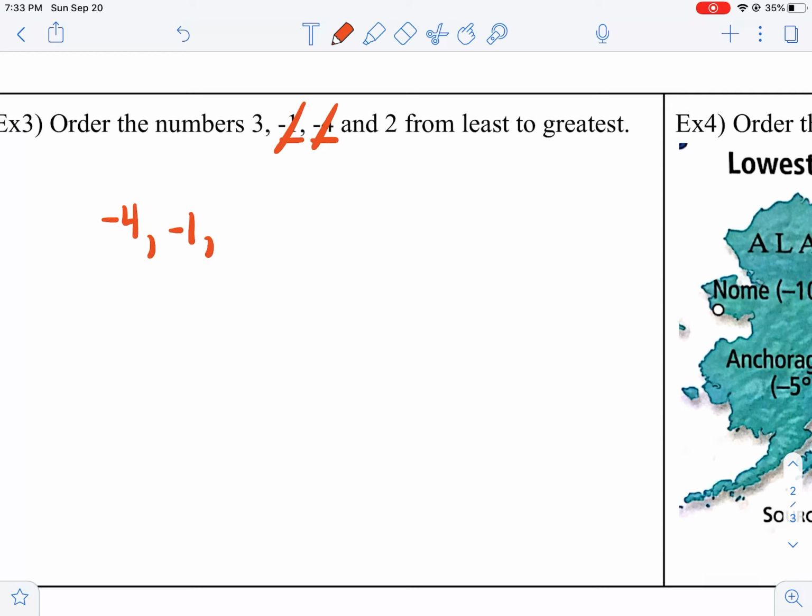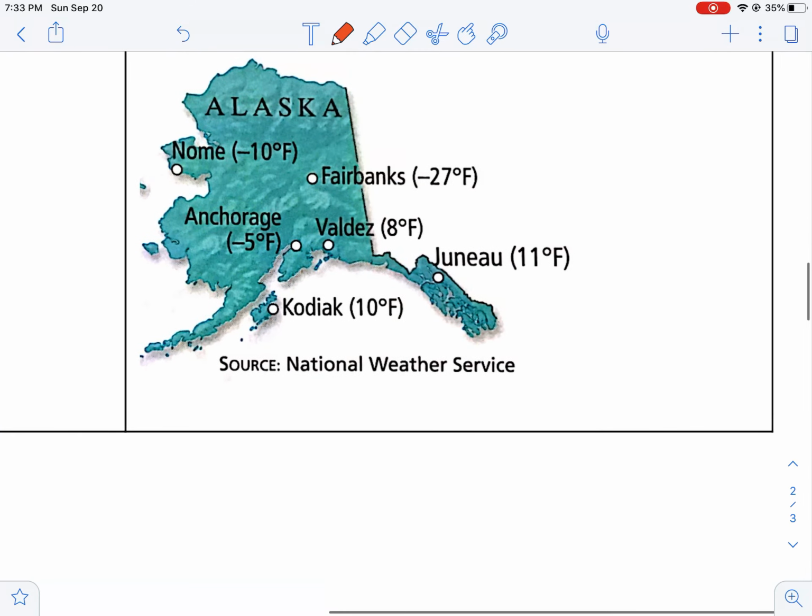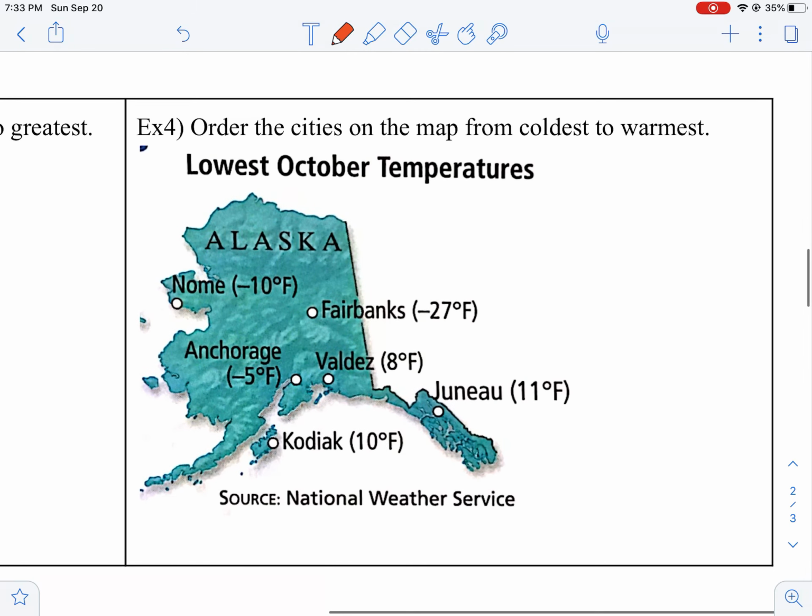And now I like to cross them out when I'm done using them. And then which one is smaller, 2 or 3? And it is 2. And then 3 is our bigger number here. Okay. And then last but not least, it wants us to order our cities on the map from coldest to warmest. So coldest would be the biggest negative number.